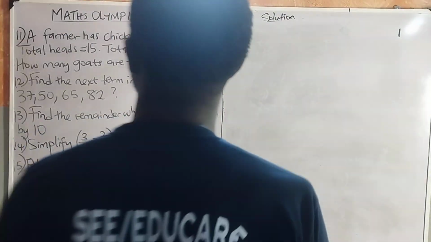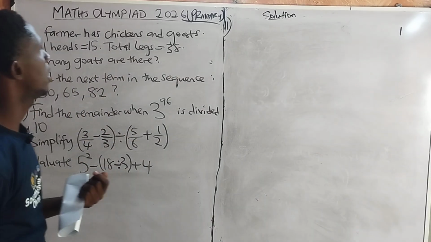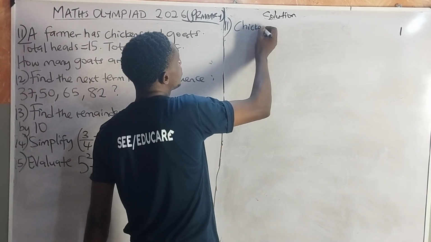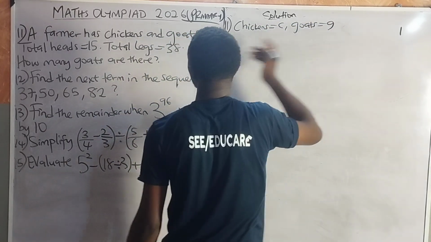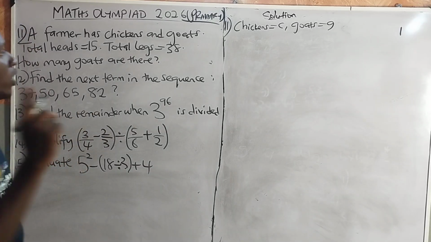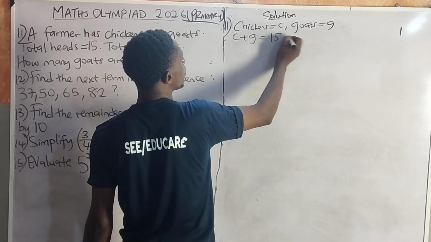So we'll continue from number 11 question. A farmer has chickens and goats. Let's use C to represent chickens, and let's use G to represent goats. Both a chicken and a goat have only one head. So we have C plus G is equal to 15, equation 1.